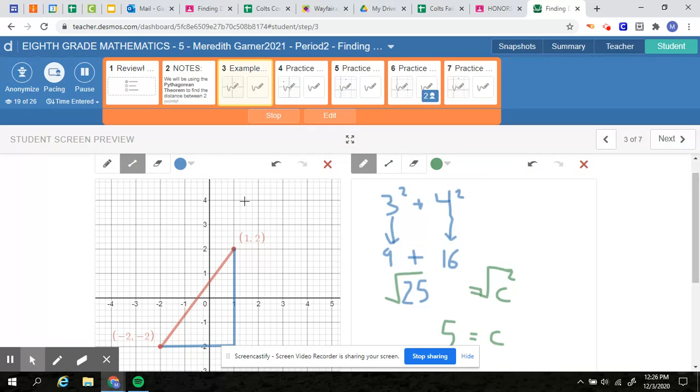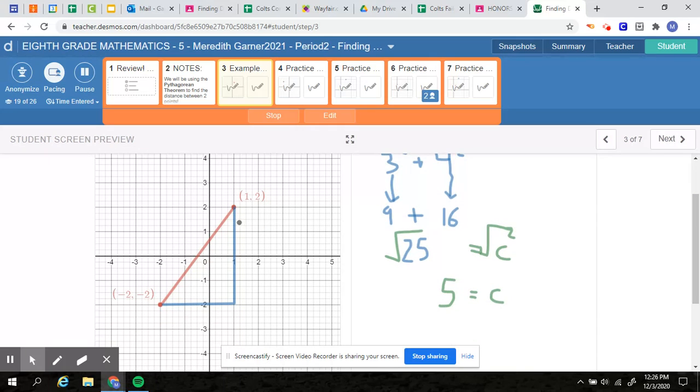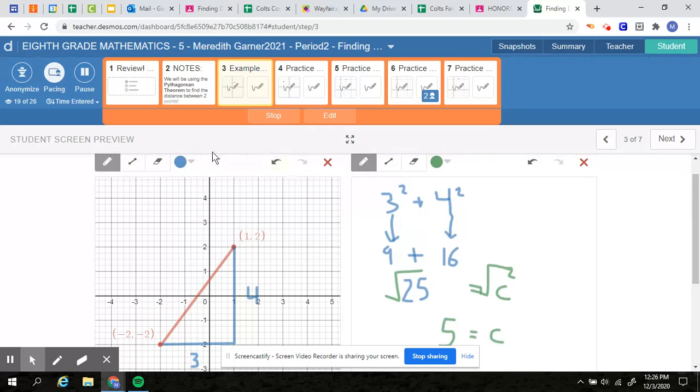And once I've done this, now I can go ahead and count my units and figure out my legs. So once again, there are 4 boxes here, so your side length on the vertical side is 4. There are 3 boxes along the bottom. So we know our 2 legs are 4 and 3. And in order to solve for that distance, now we just plug it into the Pythagorean theorem, solving for the hypotenuse.